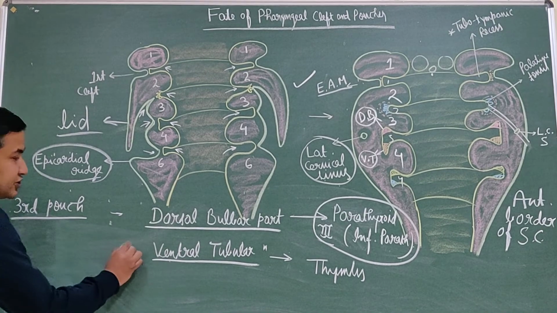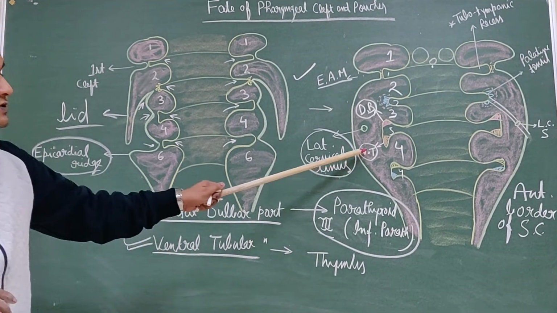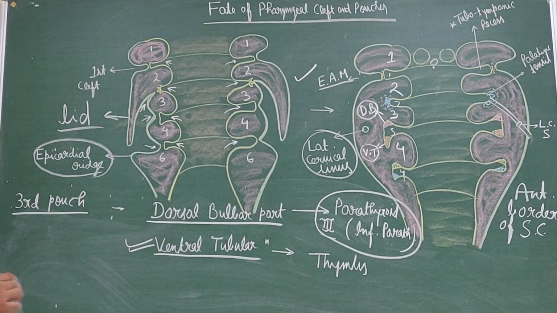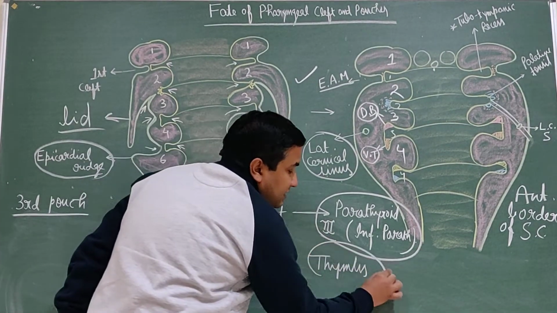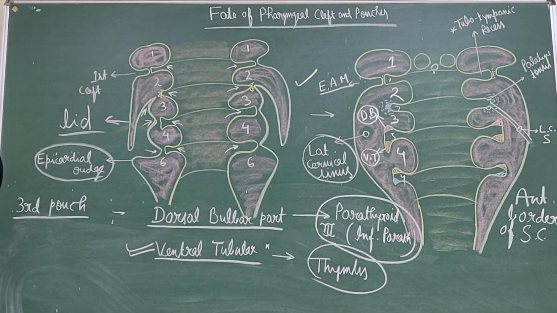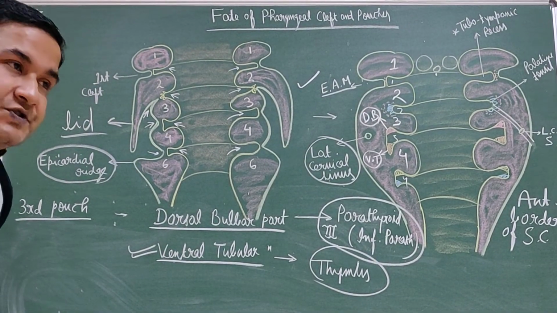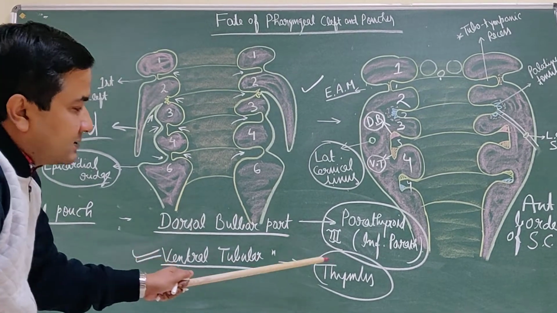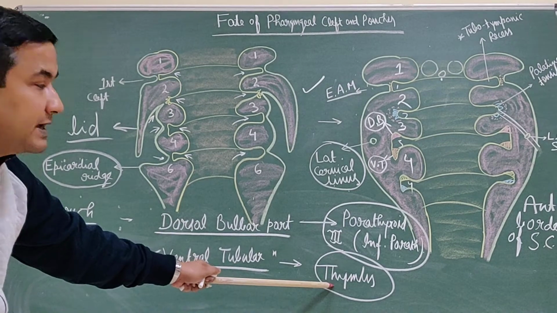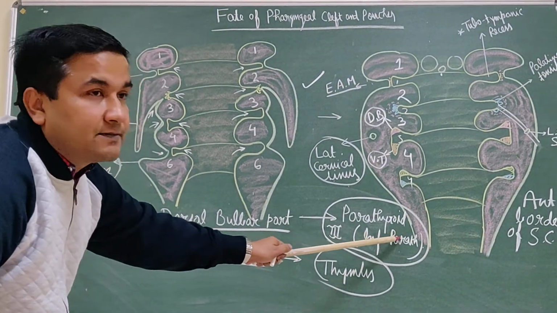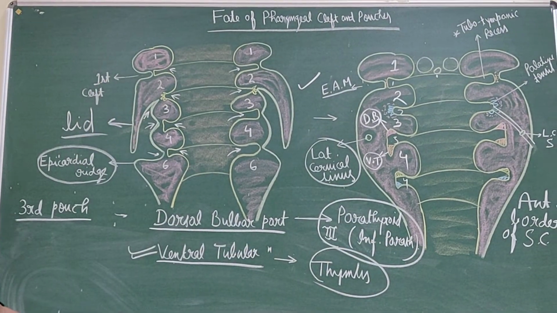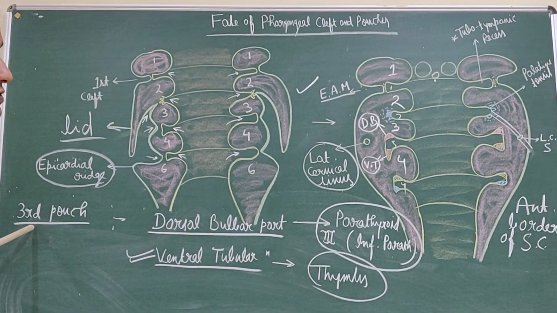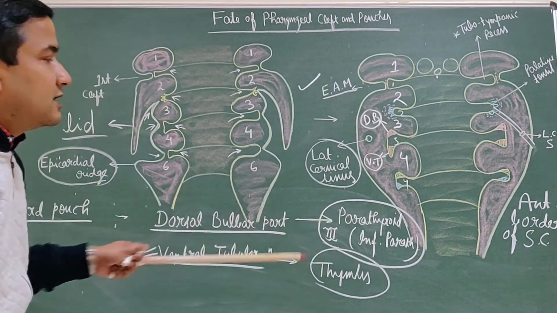Now its ventral tubular part. This ventral tubular part of the third pouch in future forms the thymus gland. So in short, this third pharyngeal pouch forms the thymus. It forms the inferior parathyroid gland. As this inferior parathyroid gland is derived from the third pouch, it is known as the parathyroid third.